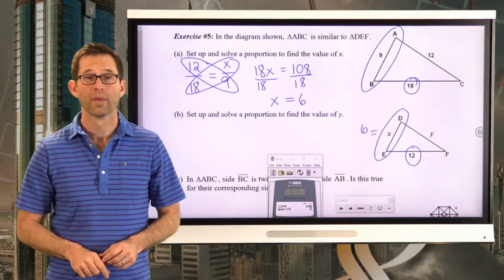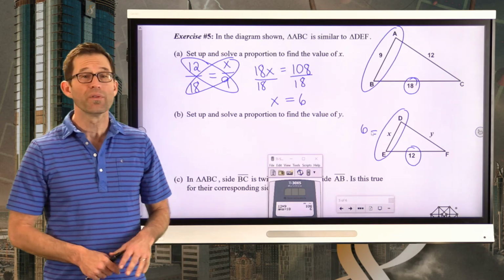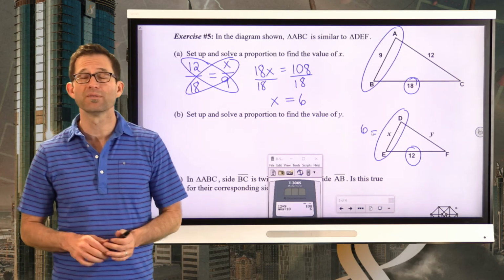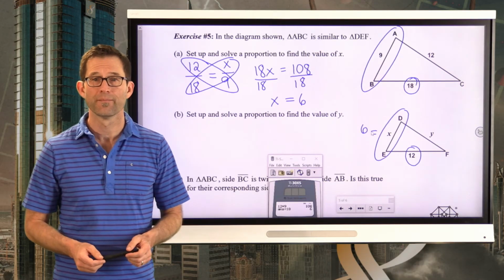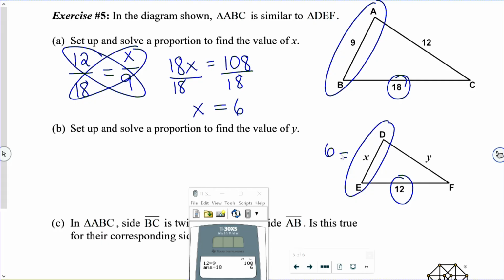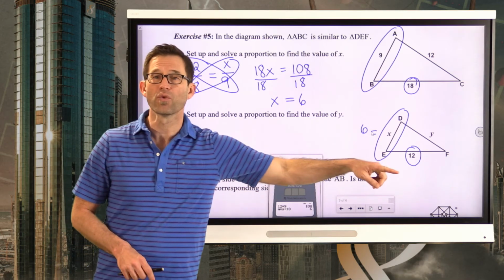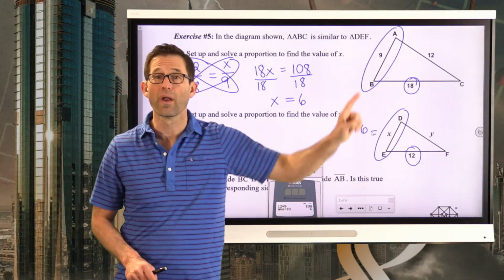Letter B. Set up and solve a proportion to find the value of y. All right, well, this is basically identical to letter A, so why don't you pause the video and see if you can set up a proportion and find the value of y. All right, well, I'm going to continue to use my 12 and my 18, but technically speaking, you could use your 6 and your 9 now.